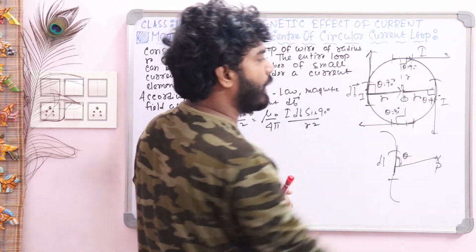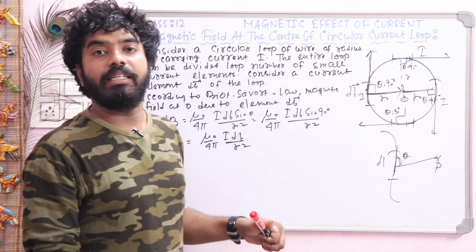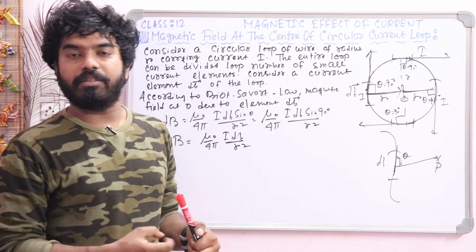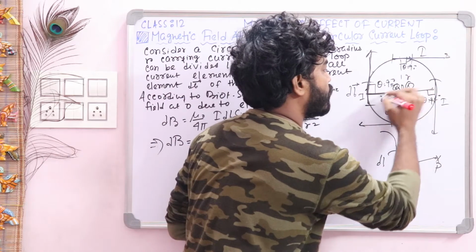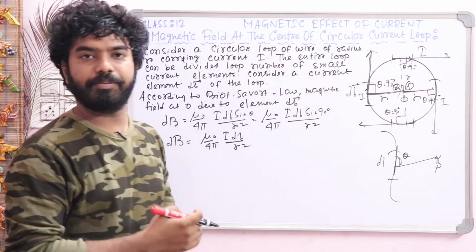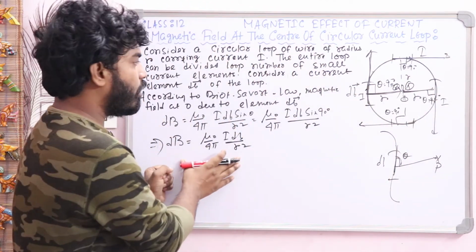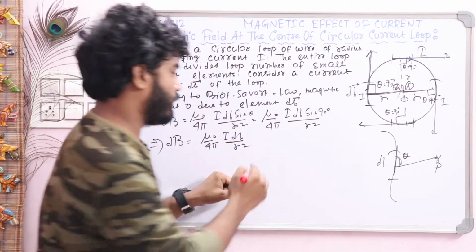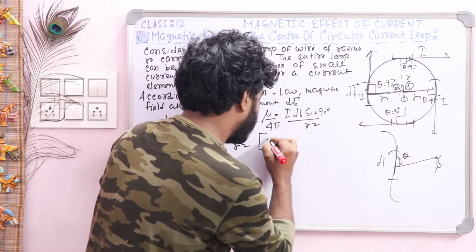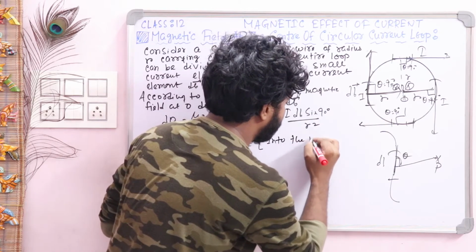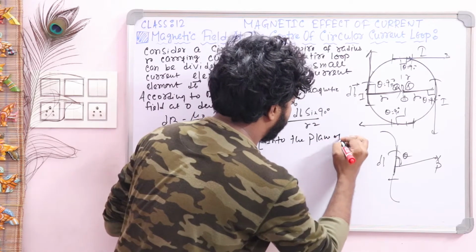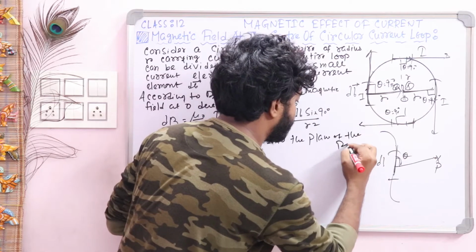So at every point the direction of magnetic field is into the plane of the paper. Here the direction is represented as a cross at every point. So this is the magnitude value, and the direction is into the plane of the paper, right?